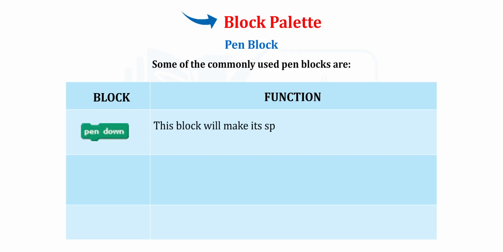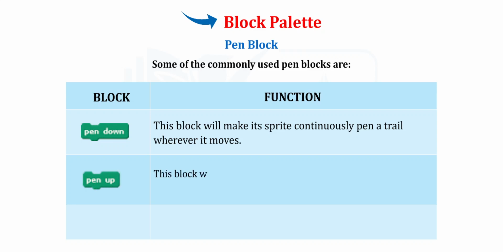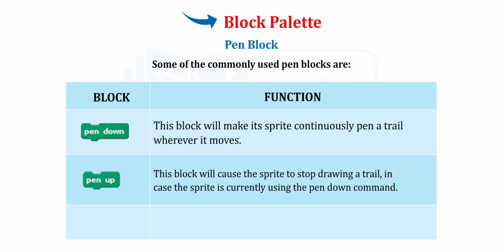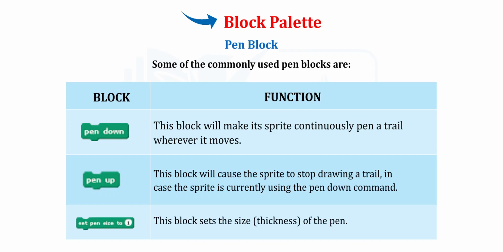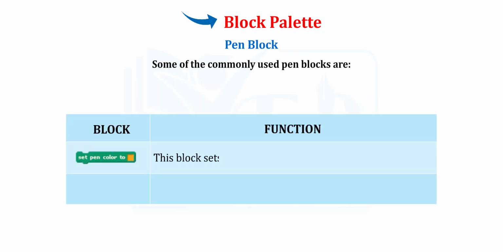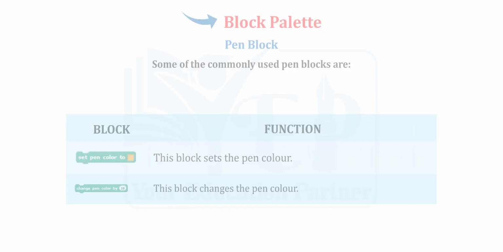This block will make the sprite continuously draw a trail wherever it moves. This block will cause the sprite to stop drawing a trail in case the sprite is currently using the pen down command. This block sets the size, thickness of the pen. This block sets the pen color. This block changes the pen color.